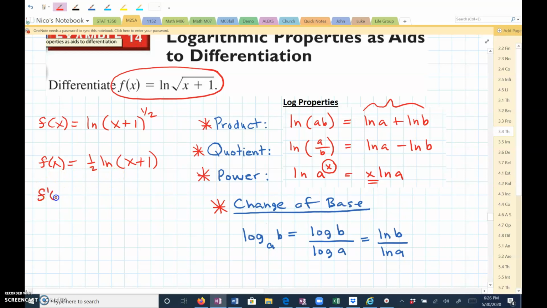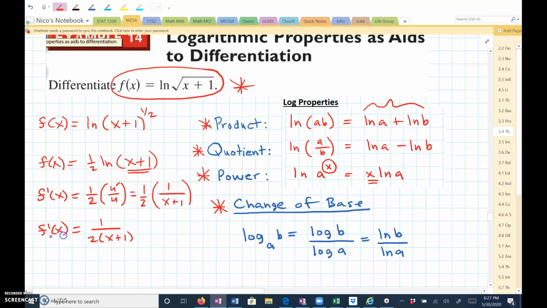Now I'm going to take the derivative. This is the process that you'll do every time you have a natural log function. You want to expand it using these properties and then take the derivative. So this is going to be 1/2. And then remember the rule is u prime over u, where u prime would be the derivative of x plus 1, which would be 1, all over u, which is x plus 1. That would be our answer. I can rewrite this as 1 over 2 times x plus 1. This would be the derivative of f of x.